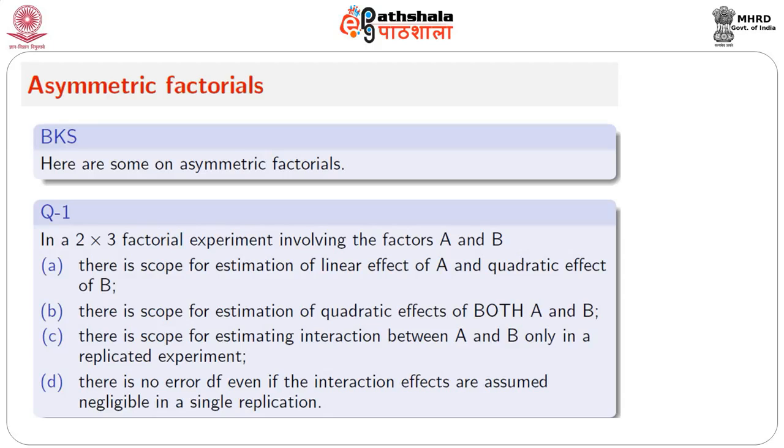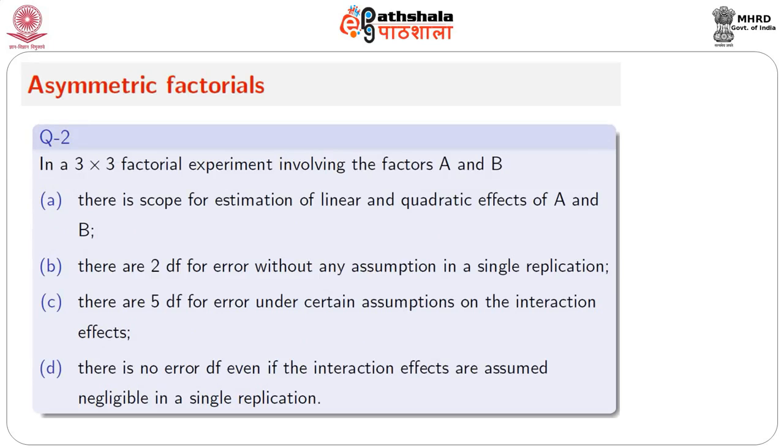So, there is scope for estimation of linear effect of A and quadratic effect of B, yes. There is scope for estimation of quadratic effects of both A and B, no. There is scope for estimating the interaction between A and B only in a replicated experiment, not necessary. Here also we can get A cross B and A cross B square. There is no error degree of freedom even if the interaction effects are assumed negligible in a single replication? No. If I assume that the interactions are negligible, they can count for error degree of freedom. So the most plausible answer here is answer number A.